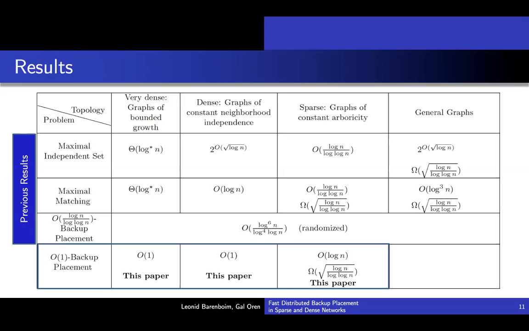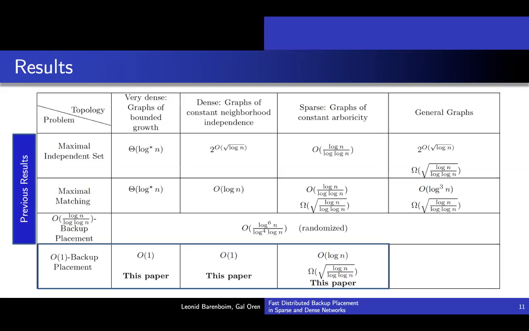On the other hand, we consider sparse graphs, such as trees, forests, planar graphs, and graphs of constant arboricity, which we will later define, and obtain a constant approximation to backup placement in O(log n) rounds. Moreover, our algorithms are based on relatively simple internal computations, which make them especially appropriate for implementation in networks with limited resources, such as sensor networks and Internet of Things.